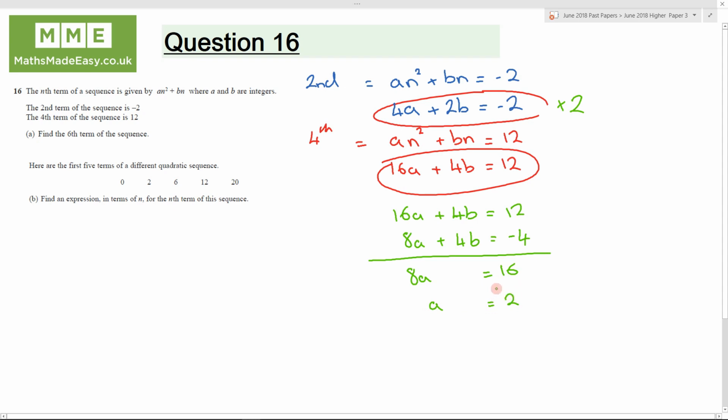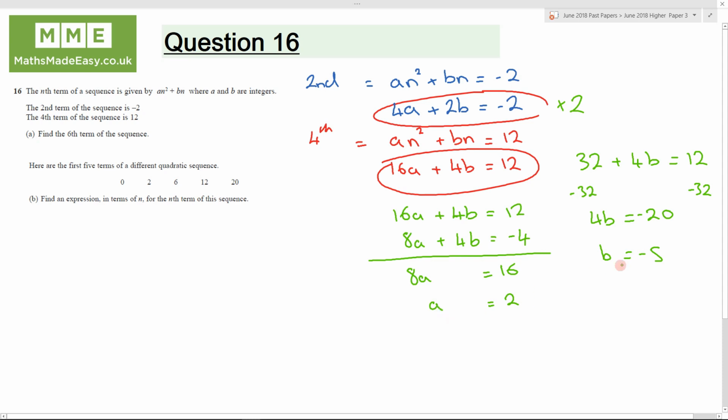Let's now put this back into one of the equations. We'll use this equation, it doesn't really matter which one you use, and then solve for b. So we'll just do that over here. So 16 times 2 is 32 plus 4b equals 12. Minusing 32 from both sides gives us 4b equals -20. Therefore, b is going to be -5.